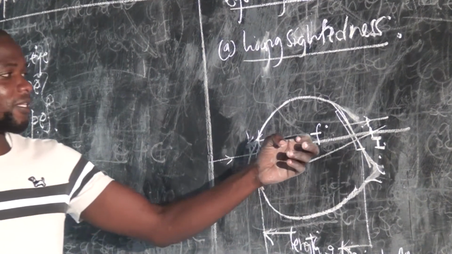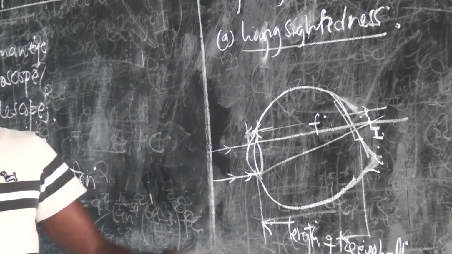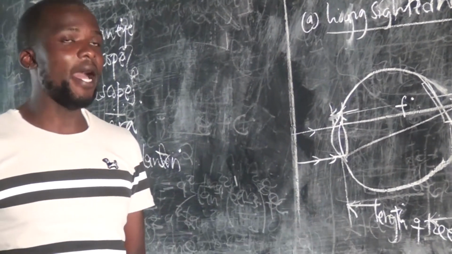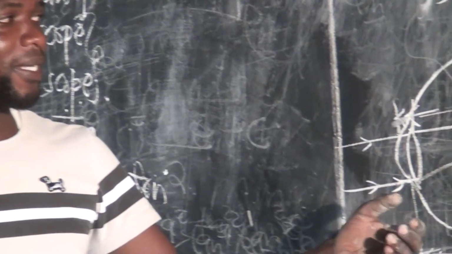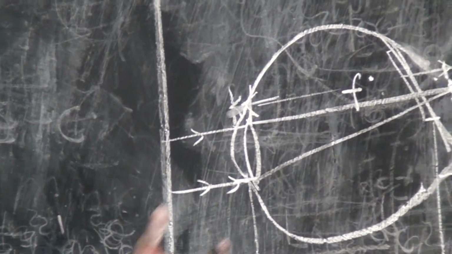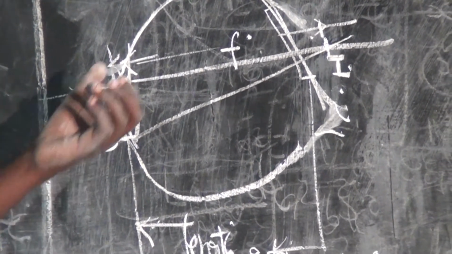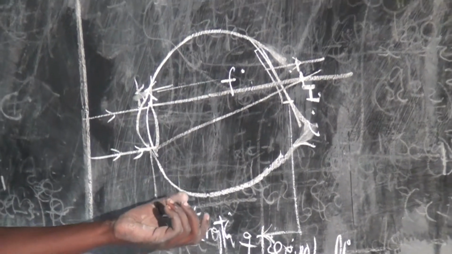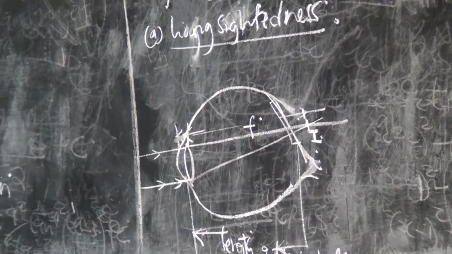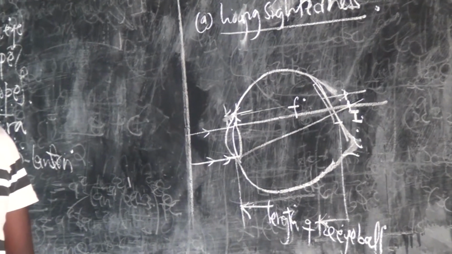Here the focal length is too long compared to the length of the eyeball. This is what brings about long-sightedness. A person is in that state where the focal length is too long compared to the length of the eyeball. The image is formed beyond the retina.